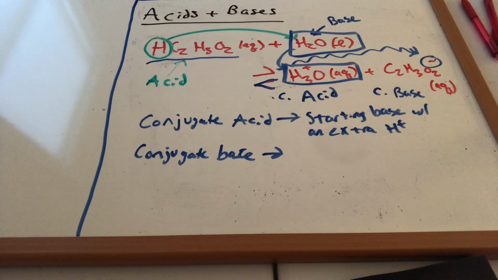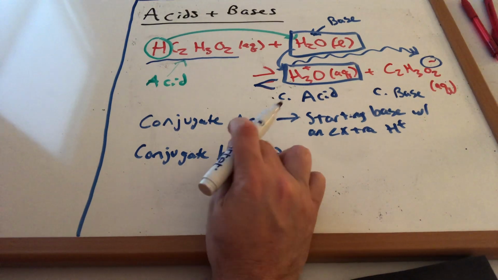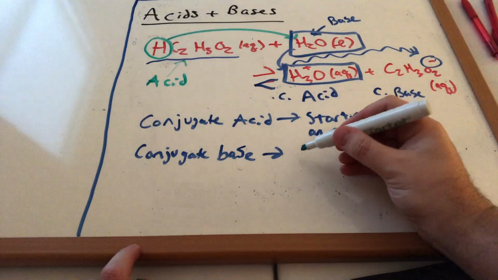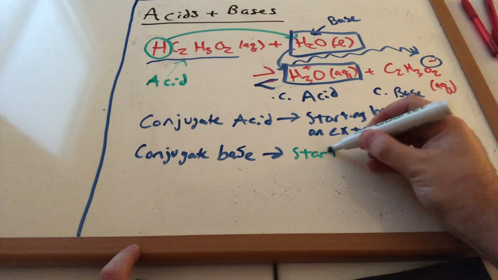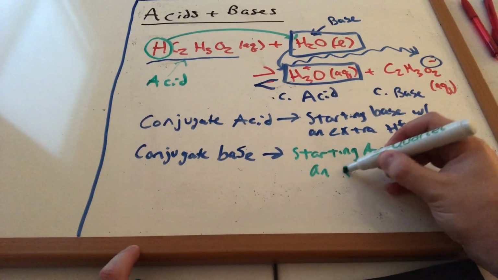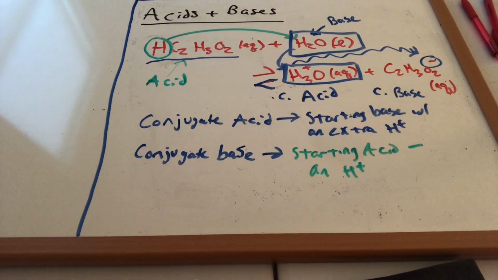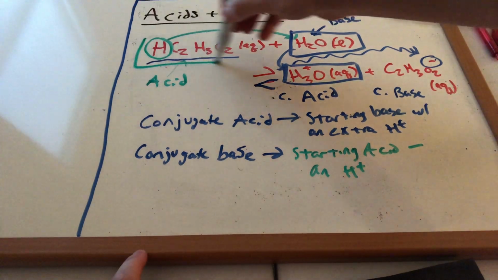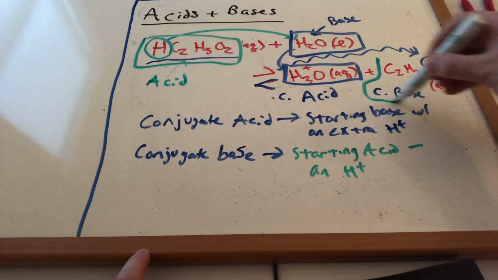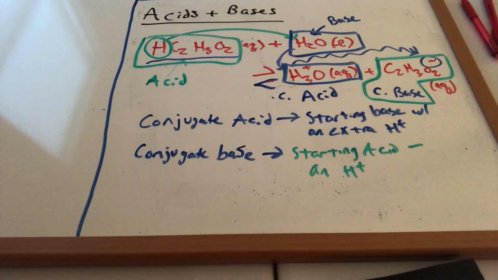So what's a conjugate base? A conjugate base is a starting structure or starting acid minus an H plus, or with an H plus missing. A starting acid minus an H plus. So here's a starting acid. What does its conjugate base look like? Remove the H plus. Oh, its conjugate base is right here.